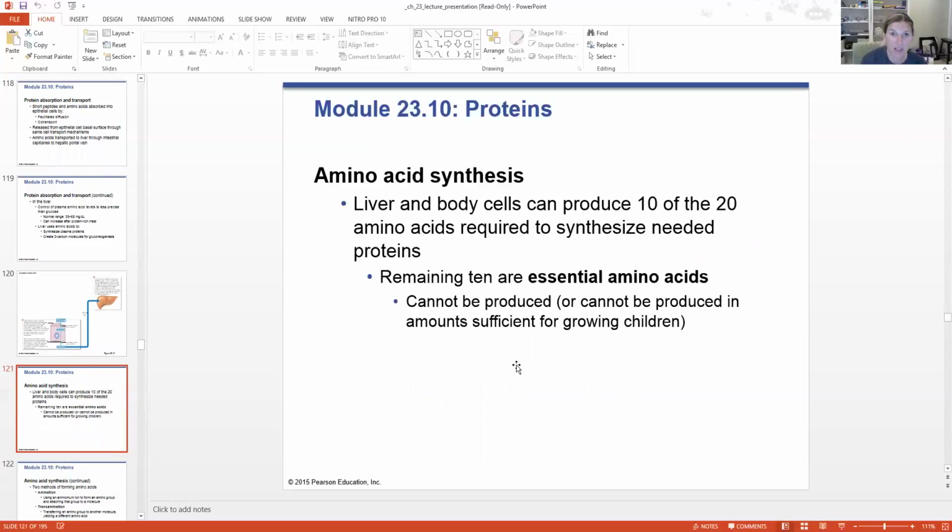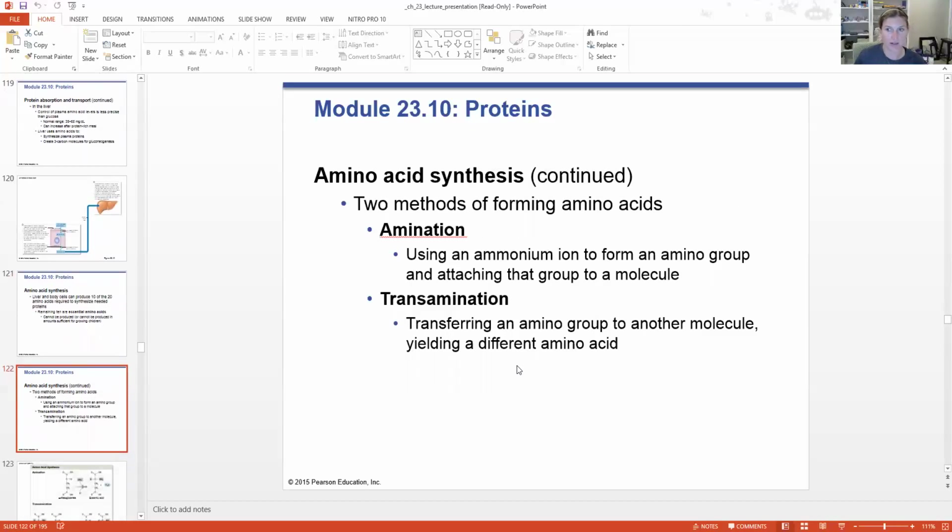So 10 of the 20 amino acids that we need can actually be made by our body. The other 10 are what we call essential, just like omega-3 and omega-6 fatty acids. We have essential amino acids as well, meaning they cannot be produced by our body. We have to ingest them in some way. And so therefore, maintaining a good diet is essential.